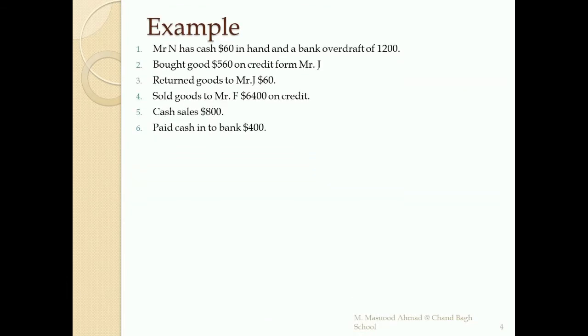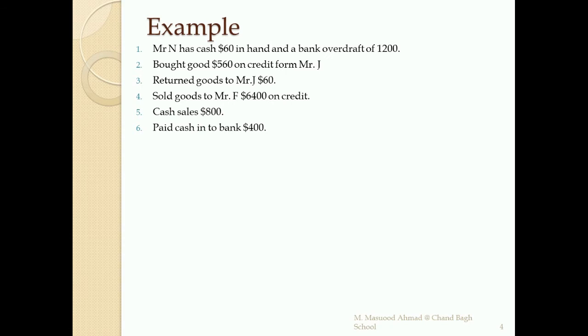Here is an example in which there are 5 transactions written over there, and the rest of the transactions will be shown on the next slide. So here you can see that Mr. N, you are Mr. N, has cash 60 in hand, that is cash in hand in the office, and a bank overdraft of 1200. So boys, cash in hand is your asset. Asset always has debit balance, and bank overdraft is your liability. Liability always has credit balance.